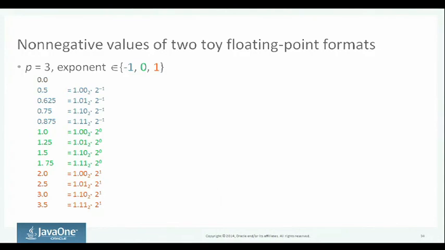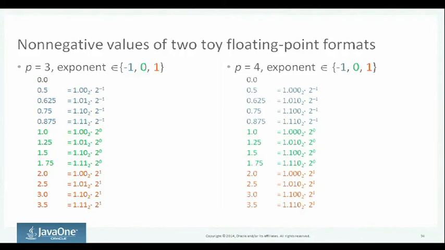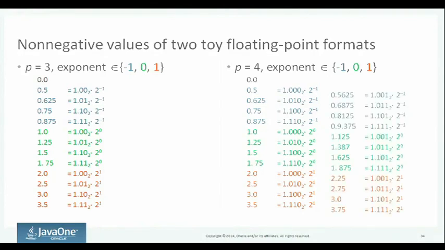All right, so this is what we get when we have p equals 3. We can have another format where p equals 4. Now, when p equals 4, we have all the same numerical values as when we had p equals 3, except we have another trailing 0 bit. In addition, we have another set of values where the new trailing bit is 1 instead. So this has the effect that between each of the p equals 3 values, we insert another value halfway between.